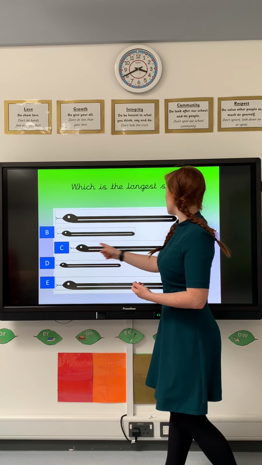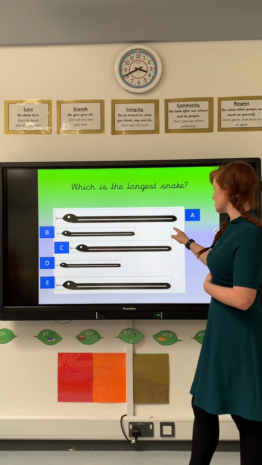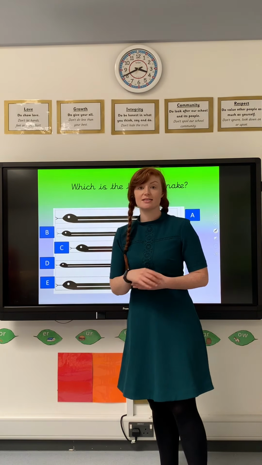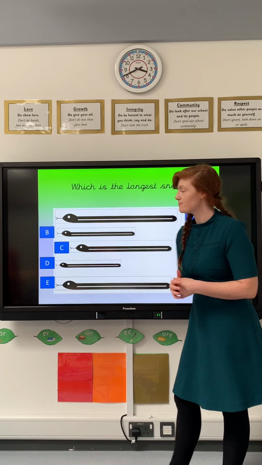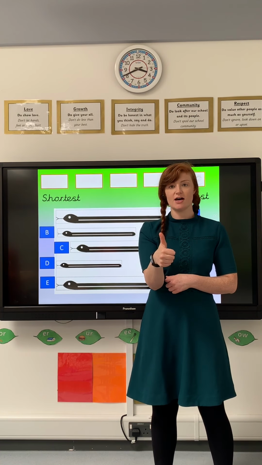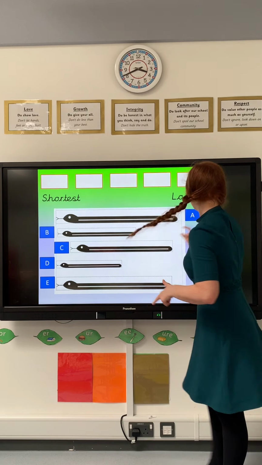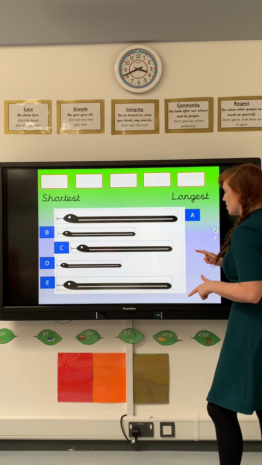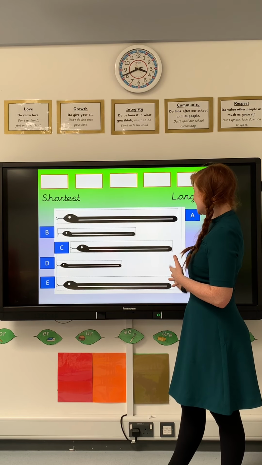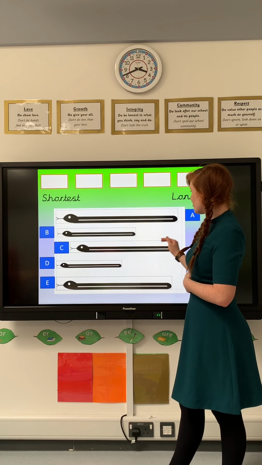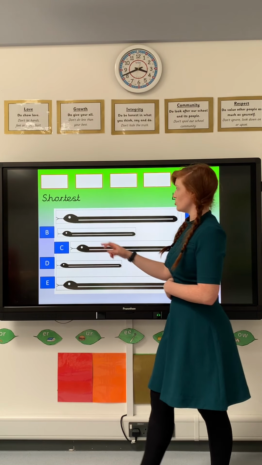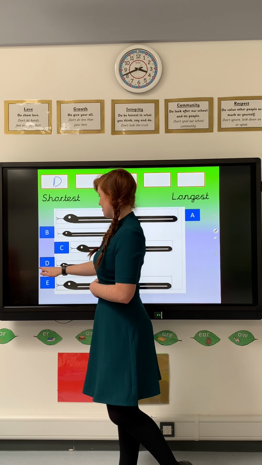We can't just say, oh, C looks like it's the second longest because it's the same length as E, because actually C hasn't started where E has, which would mean that E is longer. So the best way to do this is to find the shortest first, then the longest, and then make our way through. So, if we're looking at the shortest, I can see very clearly, even if we moved C up and we moved B up, that D is definitely the shortest.